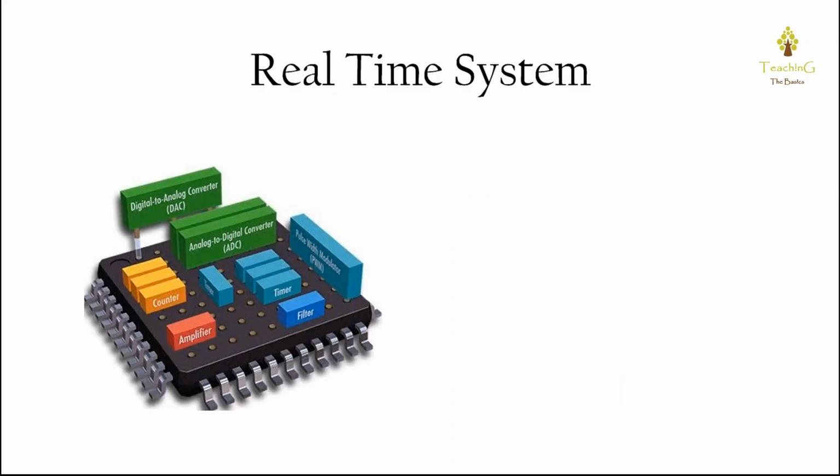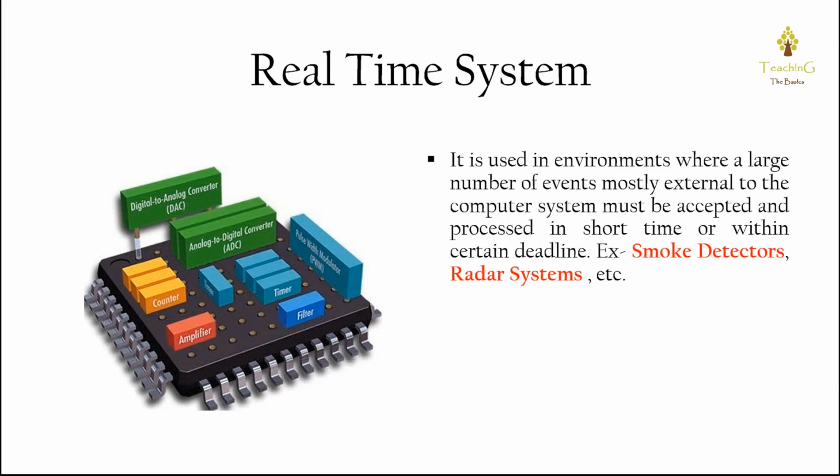Okay. So next comes the real-time system, the real-time operating system. The first point is that it is used in environments where a large number of events, mostly external to the computer system, must be accepted and processed in a short time or within certain deadlines. The example is a smoke detector system. Suppose this smoke sensor detects some smoke, so it will have to give a response in a short amount of time. It will have to give a response continuously.